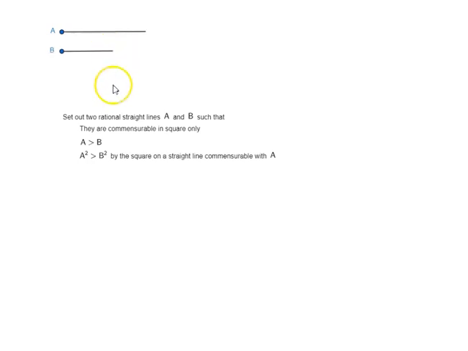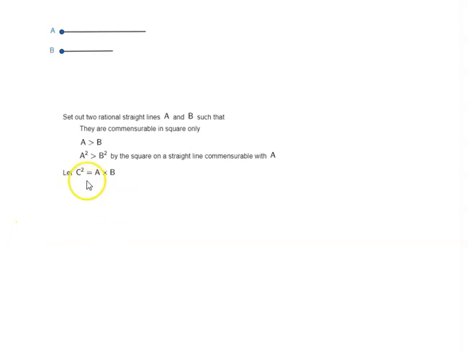Set out two rational straight lines A and B such that they are commensurable in square only. Let A be greater than B and the square on the greater is greater than the square on the less by the square on a straight line commensurable with the greater. So let's set out these two rational straight lines. So let's say A, B, these are the two rational straight lines which satisfy these conditions.